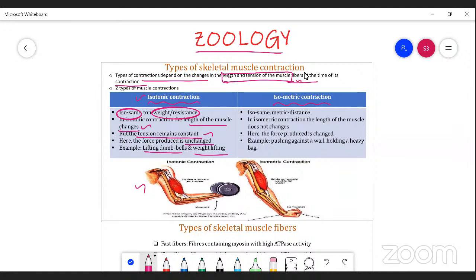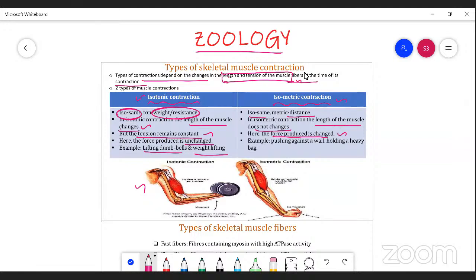So the second type is isometric contraction. In the isometric, iso means same. Metric means distance. In the isometric contraction, the length of the muscle does not change, but the tension will change. As well as the force produced, the force is changed, not unchanged. It is the opposite of everything in isotonic contraction.